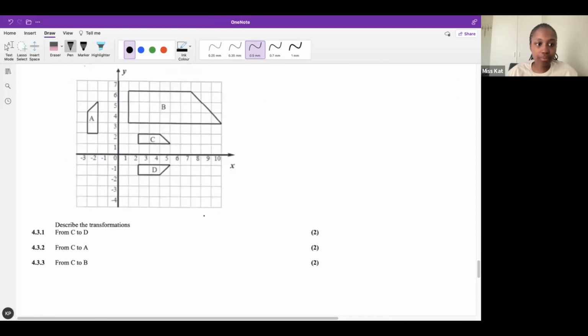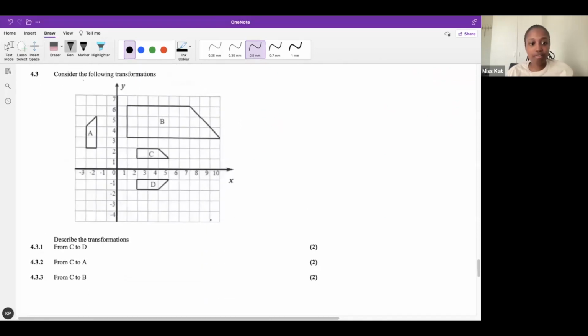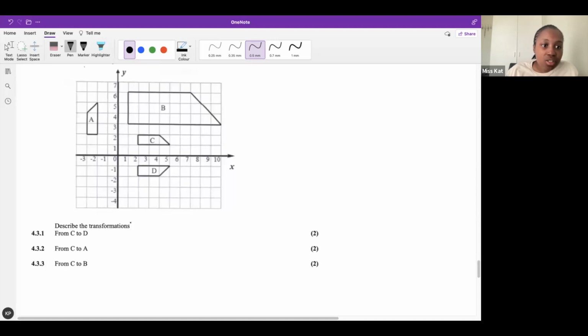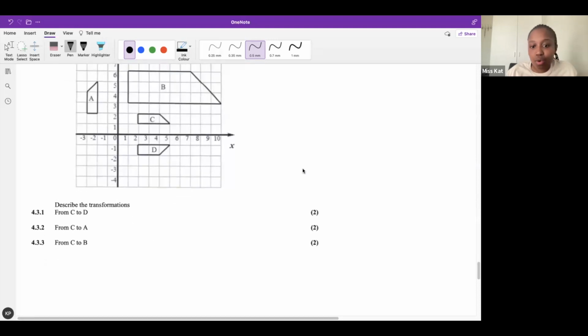4.3. There we go. 4.3. So describe the following transformations, and we have to just describe how it moved, right? And where it moved to. So it means in your words, they're going to look for 2 marks.